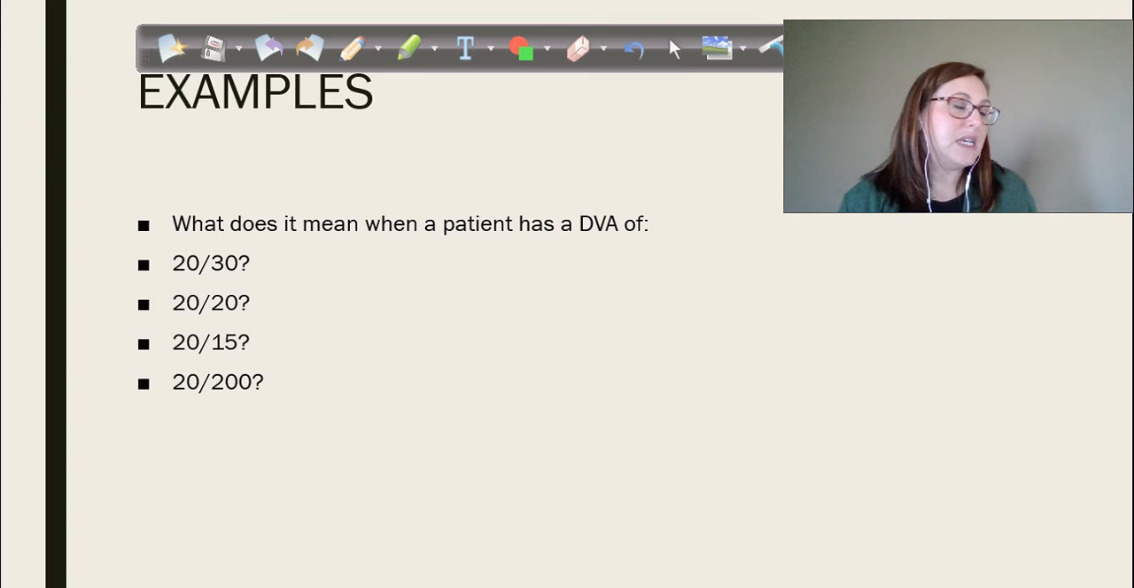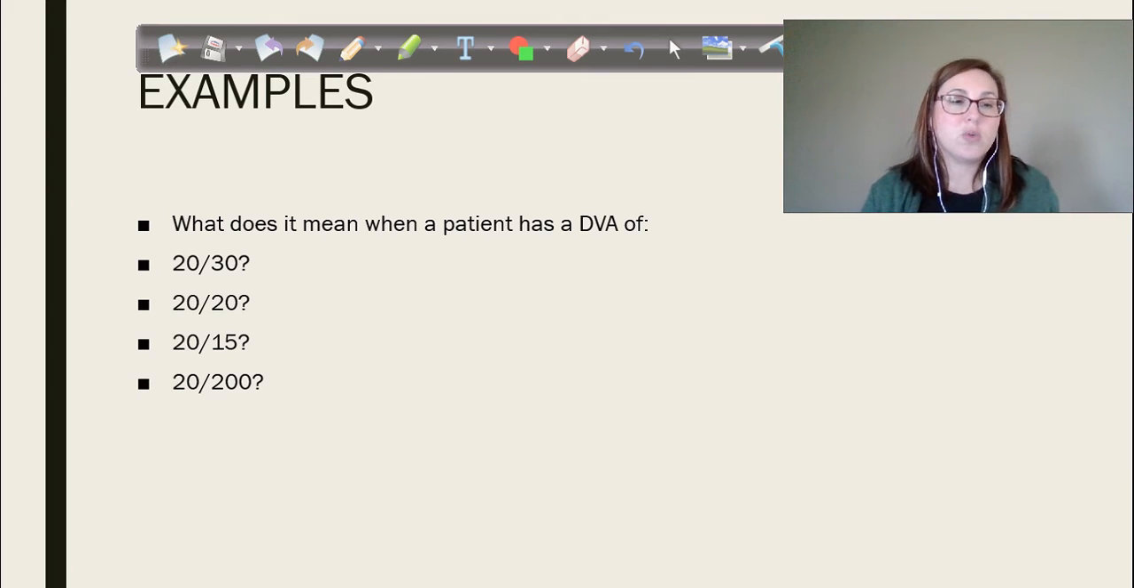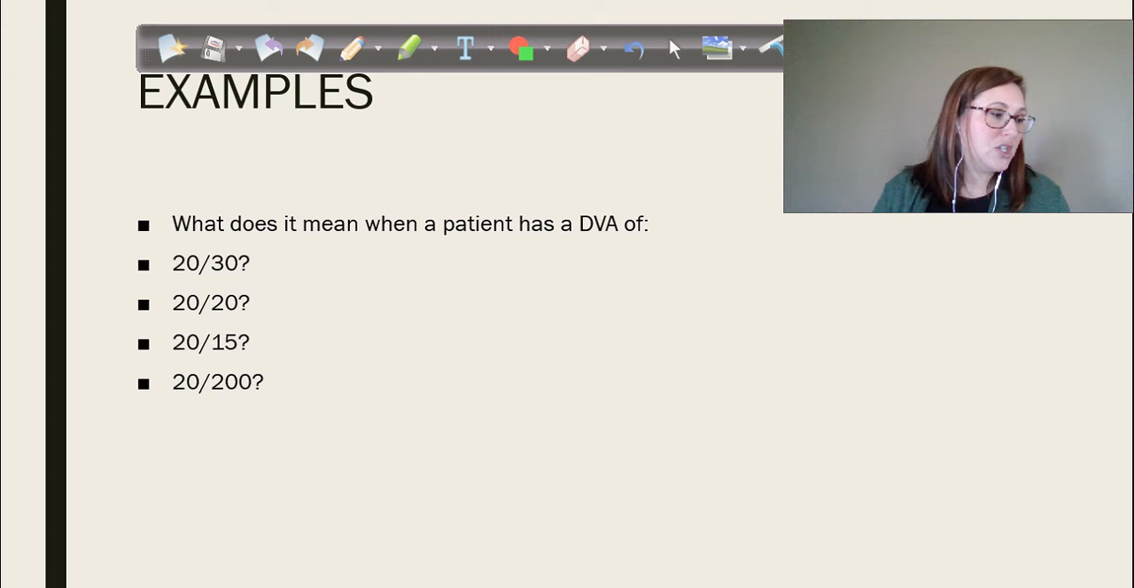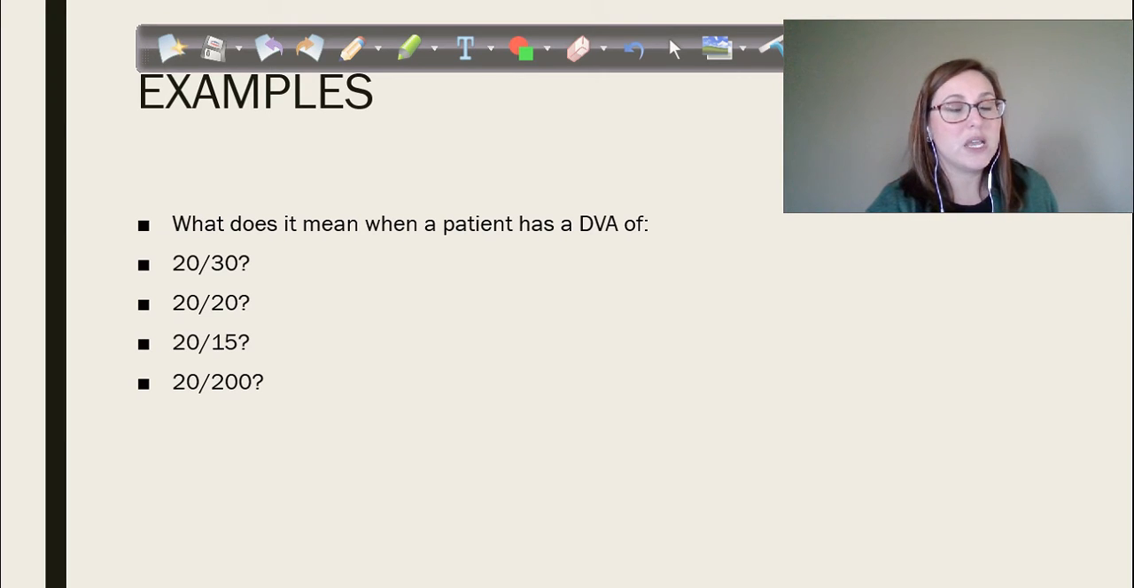If you're 20/15, that means that you can read at 15 feet what someone with 20/20 vision can read at 20 feet. So actually, you are above average in your vision. So the smallest line you could read at 20 feet was at the row 15. 20/200, that means that's the acuity of someone who is considered to be legally blind.